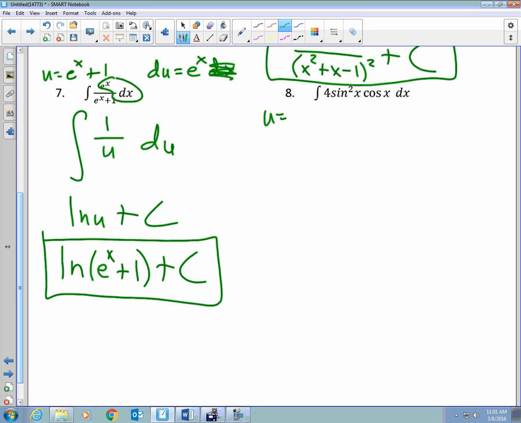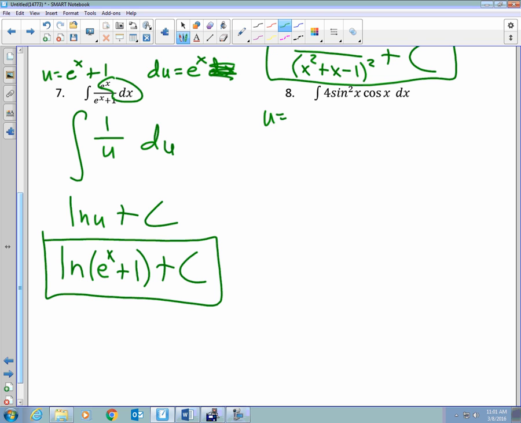Okay, Haley has said two things here. One is wrong, one is right. So let's try to decipher. The two things she's said that I would like to focus on, one is wrong and one is right, is that u should be cosine of x. The other thing she said is that it is on the inside. Which is the correct statement? Do we choose cosine of x or do we choose what's on the inside?